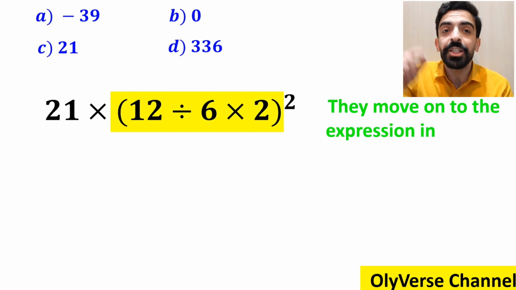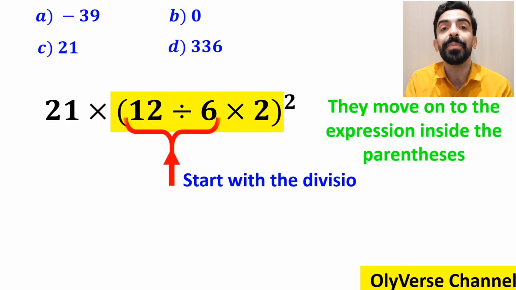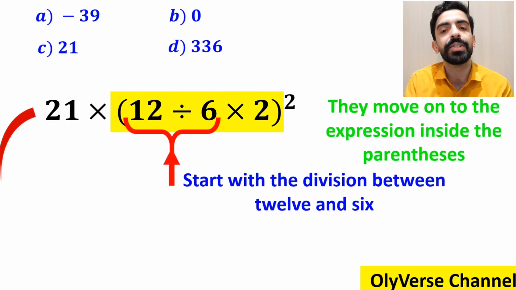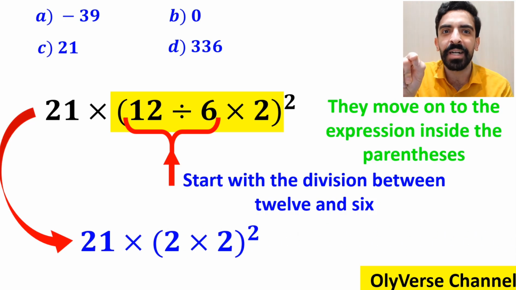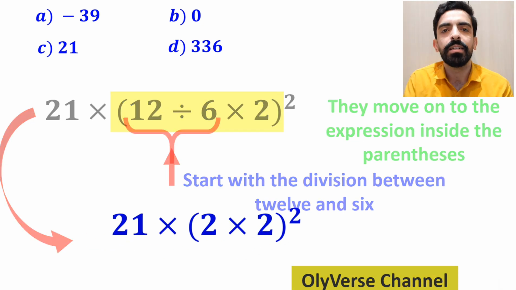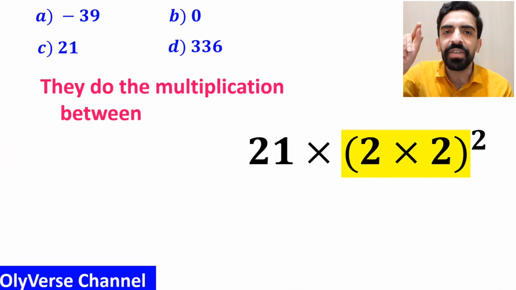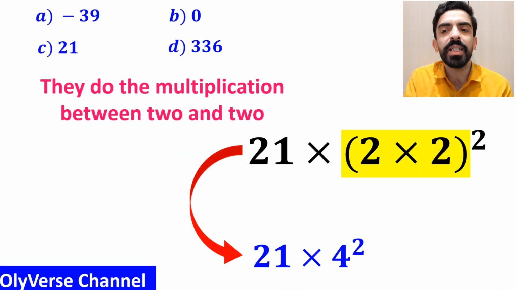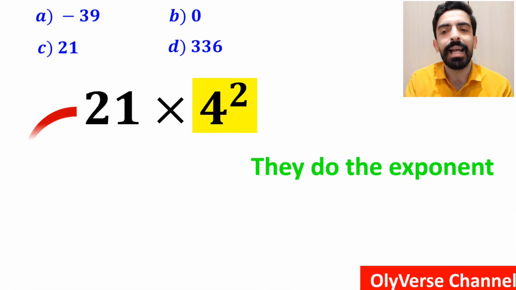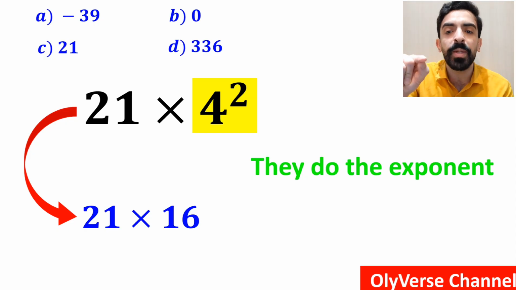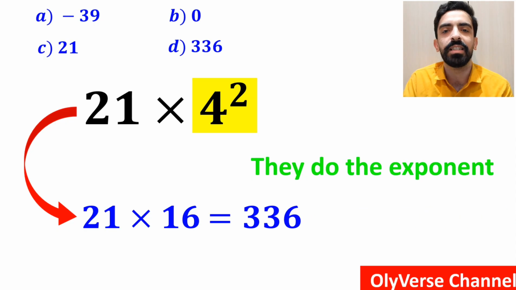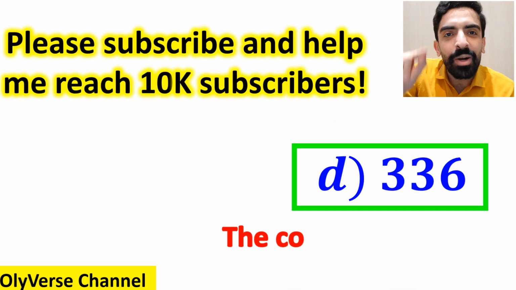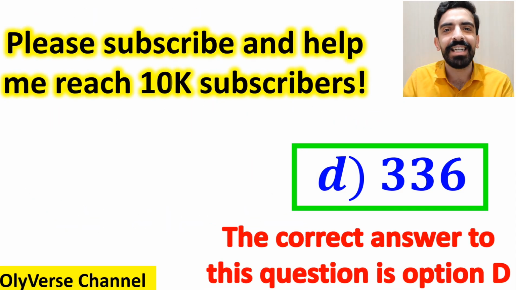Then, they move on to the expression inside the parentheses and start with the division between 12 and 6. So, they simplify this expression to 21 multiplied by (2 times 2) all squared. Next, they do the multiplication between 2 and 2 and write this expression as 21 times 4 squared. Finally, they do the exponent and simplify this expression to 21 multiplied by 16, which gives them the answer 336. Then, they quickly say that the correct answer to this question is option D.